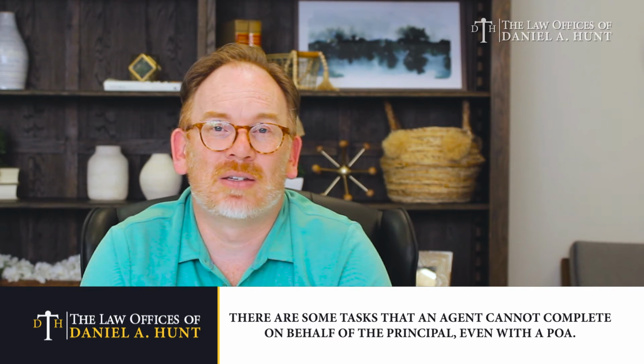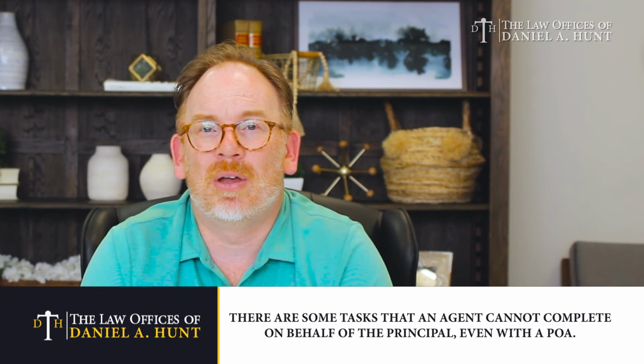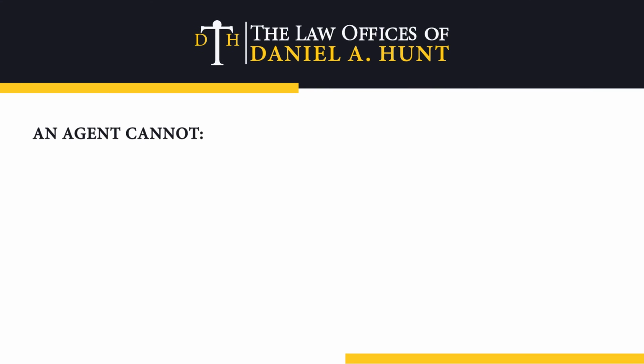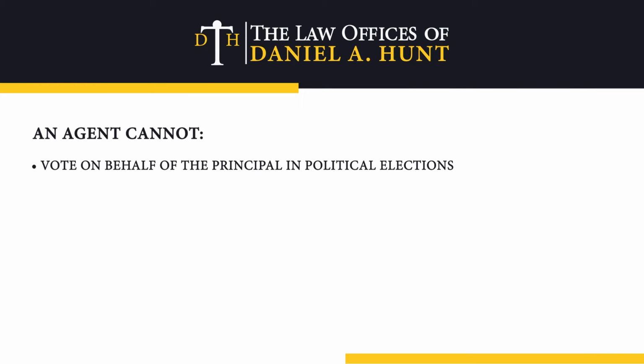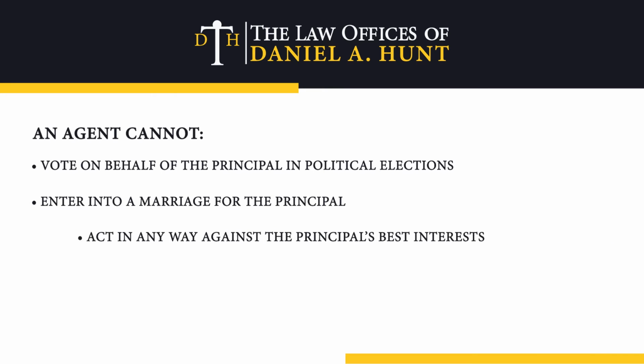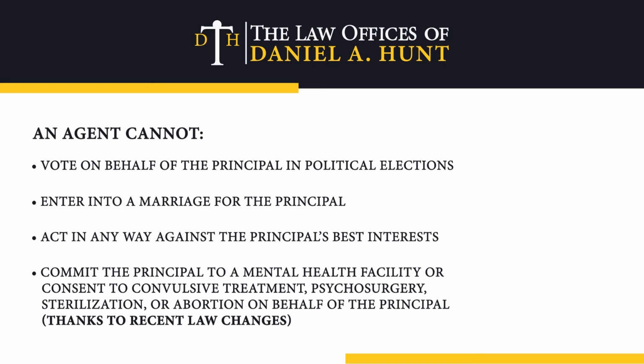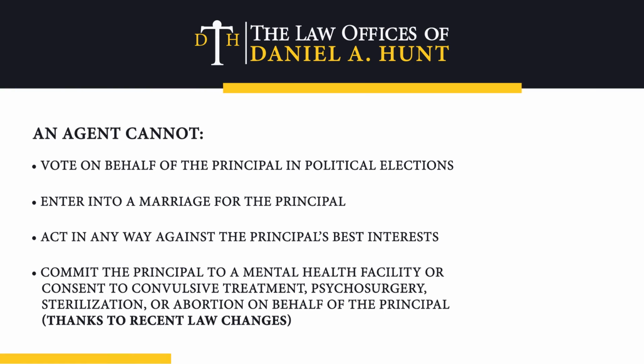There are some tasks that an agent cannot complete on behalf of the principal, even with a POA. An agent cannot vote on behalf of the principal in political elections, enter into a marriage for the principal, act in any way against the principal's best interest, commit the principal to a mental health facility or consent to convulsive treatment, psychosurgery, sterilization, or abortion on behalf of the principal. That's thanks to recent law changes that were made.